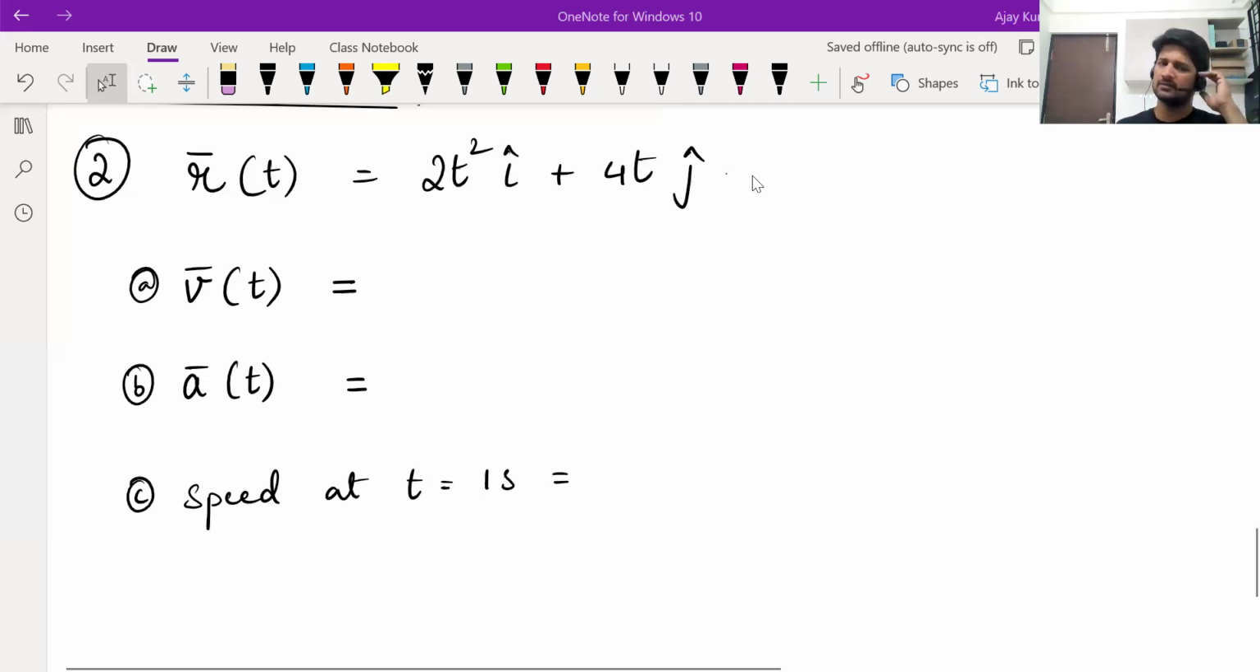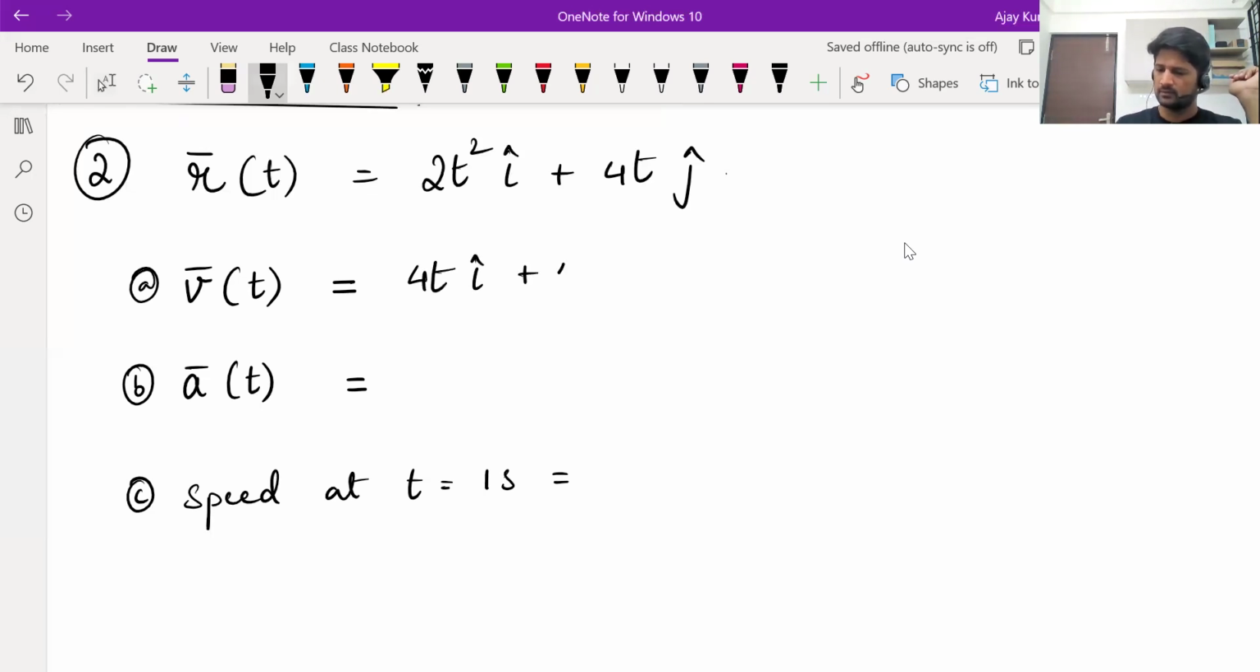Vanilla, you tell me. Expression for velocity, or at least the derivative of the first part. 4t I cap plus 4 j cap, sir. That's all. We're differentiating with respect to time, so it becomes 4t I cap plus 4 j cap. Okay. Next, Aishwarya, acceleration. So 4 I cap. That's all.